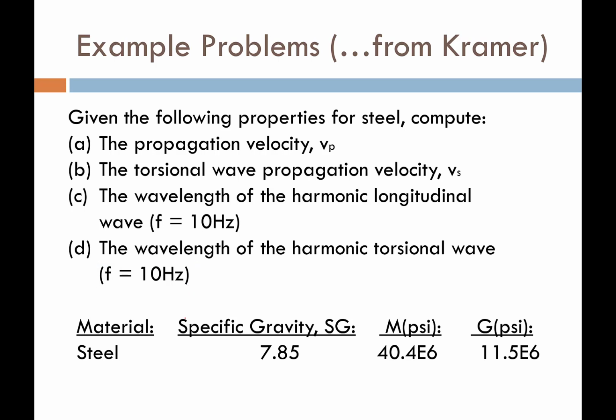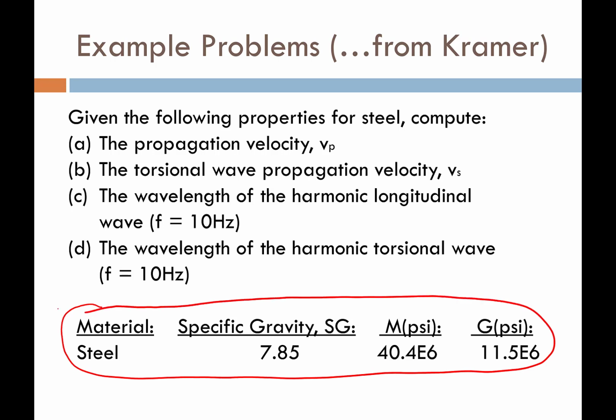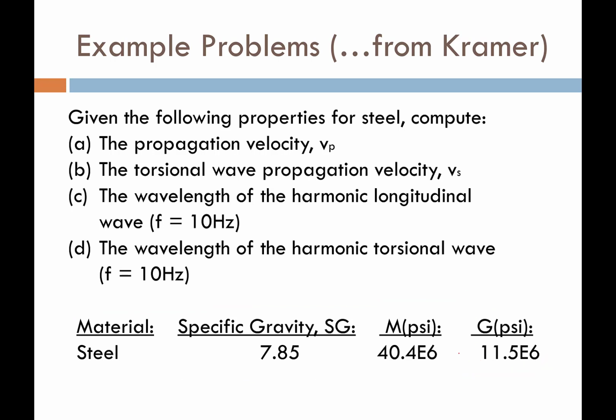So here's what we know about our steel. This is given to us for a material of steel. We know that the specific gravity of the steel is equal to 7.85. That means that the mass of steel for one given ounce or 1 gram is 7.85 times the mass of water. The constrained modulus is equal to 40.4 times 10 to the 6th psi. And the shear modulus is equal to 11.5 times 10 to the 6th pounds per square inch. So those are my moduli. So let's go ahead and solve these problems.